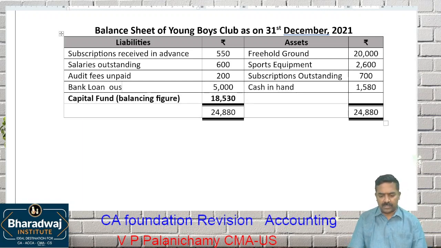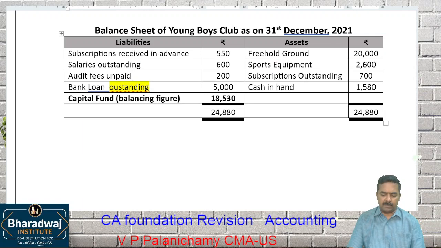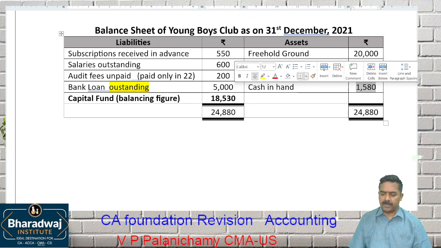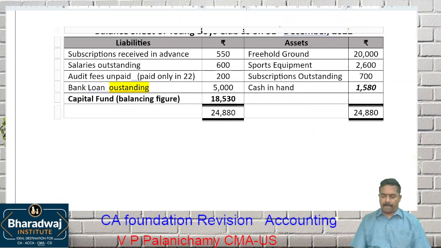Bank loan is outstanding. It's not borrowed in the current year. Some previous year they would have borrowed. Audit fees remained unpaid. It is paid only in the current year, only in 22. So this is worked out through receipts and payments account. All opening balances. Then prepare the balance sheet at the end of the year.